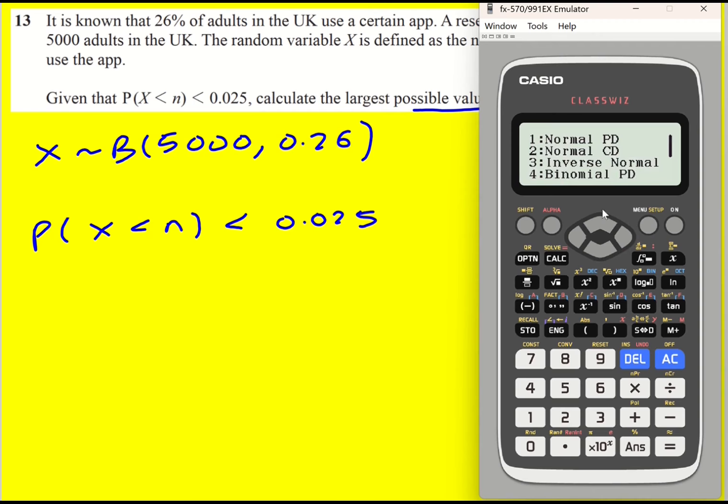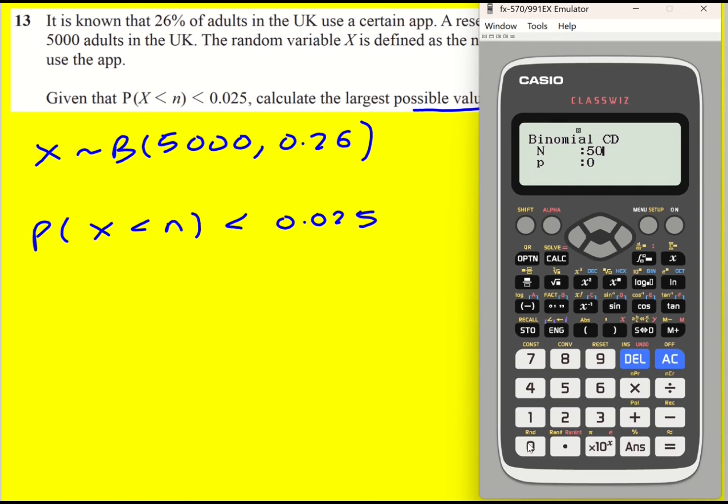So I've got my distribution. I'm going with binomial CD. Well, I could do several at one time. That's not a bad idea, actually. So remember it's about a quarter, and I want quite a small probability, so maybe I'll put 500 in. Let's put 1,000 in. Let's just see what that gets us.